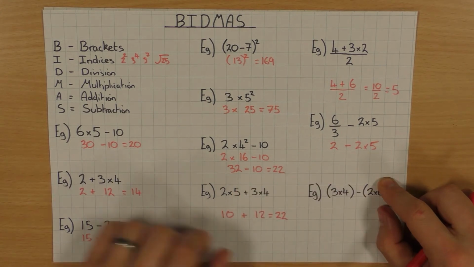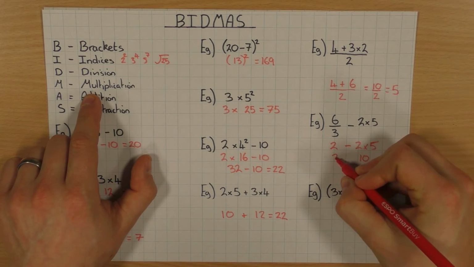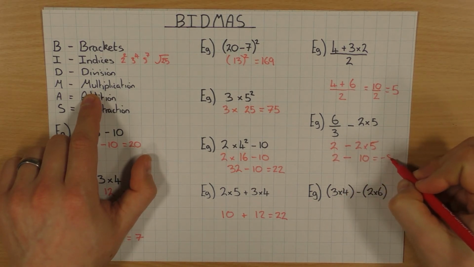Then I'm left with a subtraction and a multiplication. So multiplication is before subtraction. So I'll just do that. And I'm left with 2 take away 10, which is minus 8.